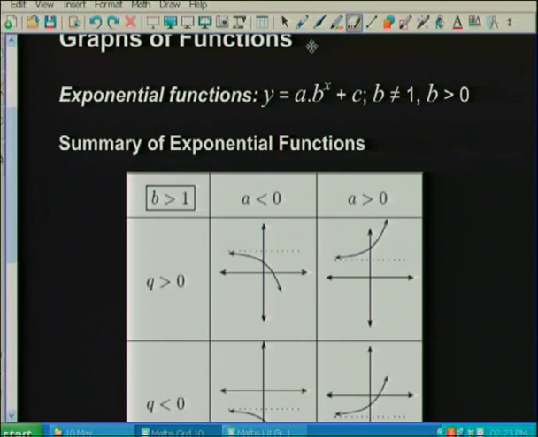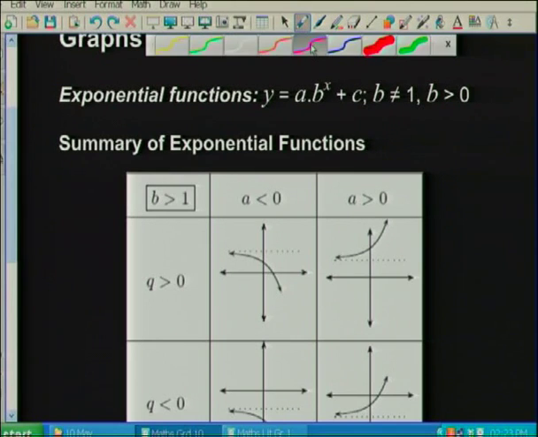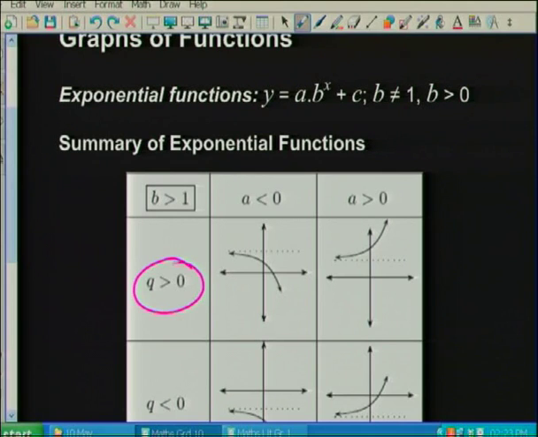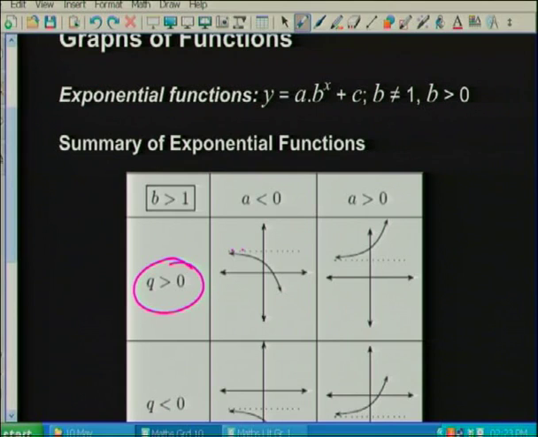Right, let's have a look at some examples. Firstly, let's have a look at the first graph. This graph over here has got a Q value of greater than 0. That means that the graph has moved above the x-axis. Have a look. There my asymptote is above the x-axis.